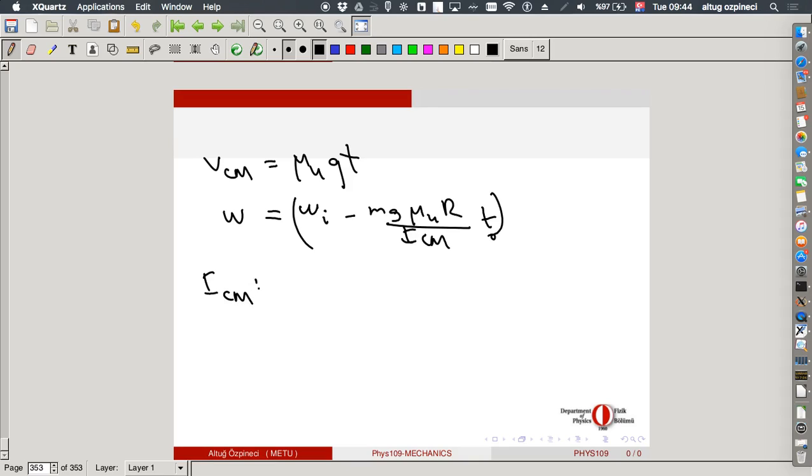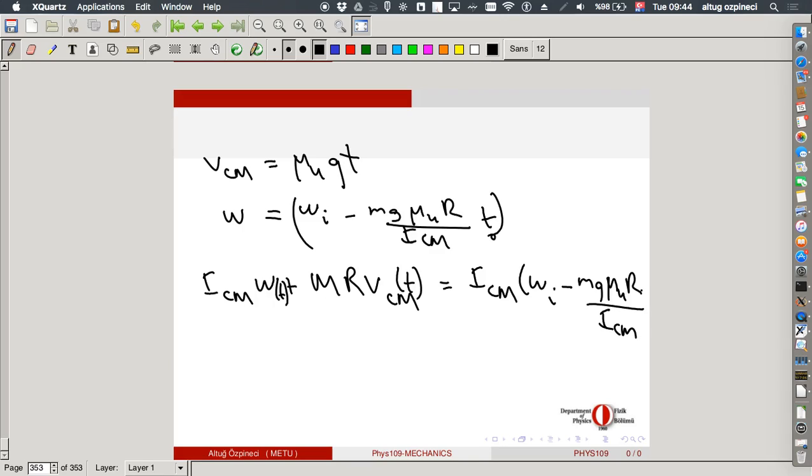So let's look at this combination: I center of mass omega plus m r v center of mass. We know that omega is a function of time, and the velocity of the center of mass is a function of time. So let's look at this one. This is I center of mass times omega I minus m g mu k r over I center of mass times t, plus m times r times mu k g times t.